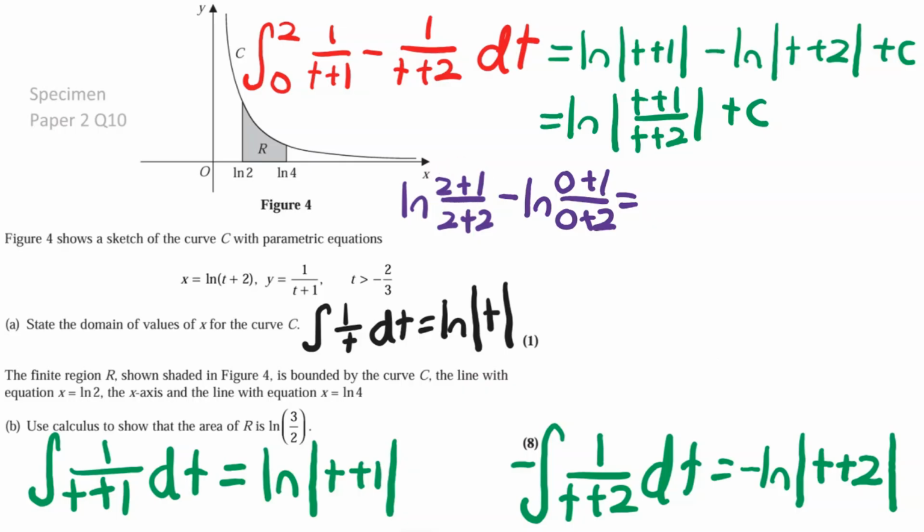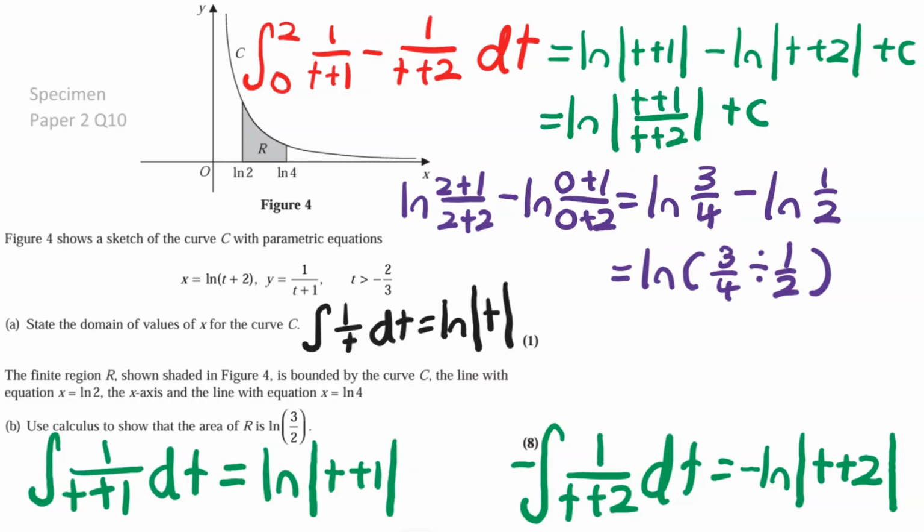2 plus 1 is 3, 2 plus 2 is 4, 0 plus 1 is 1, and 0 plus 2 is 2. So it's going to be the natural log of 3 over 4 minus the natural log of a half. Again, when you minus a log from a log, we can divide what's inside the logarithm. So this is going to be the natural log of 3 over 4 divided by half.